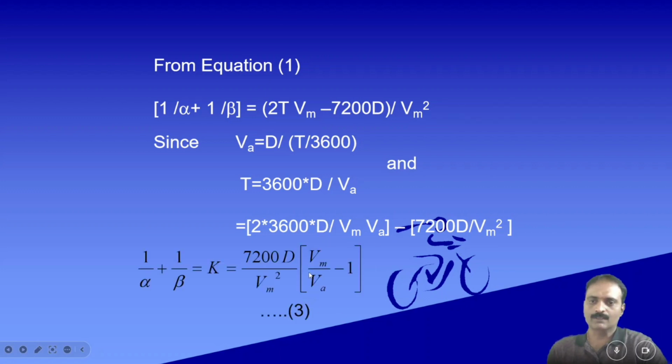So like this. And finally, if we take out all these things common, 7200 d by Vm square, you get 1 by alpha plus 1 by beta is equal to k is equal to 7200 d by Vm square multiplied by Vm by Vm minus 1. So this is another equation which is going to help us to solve the problems regarding simplified trapezoidal speed time curve.